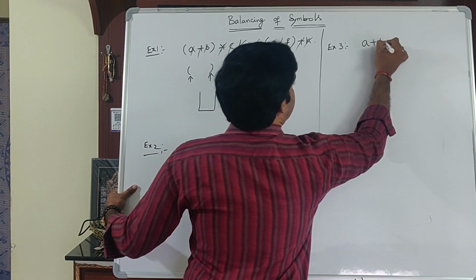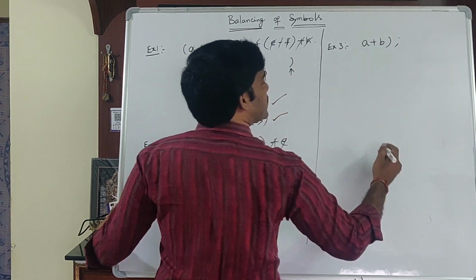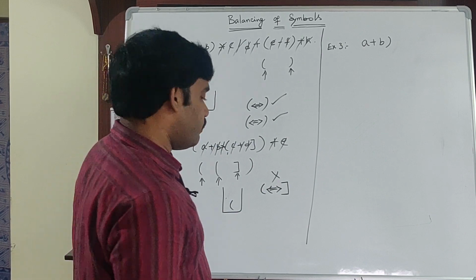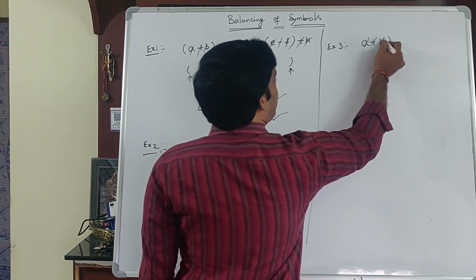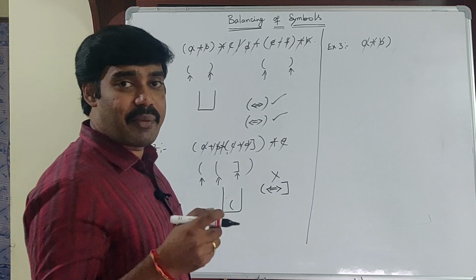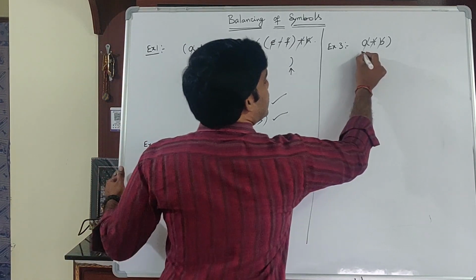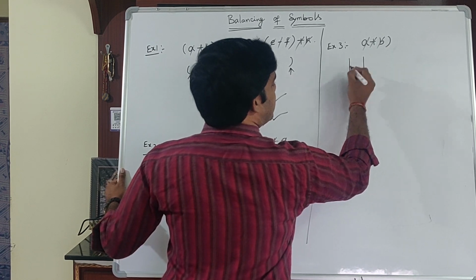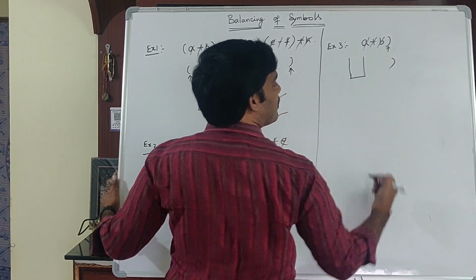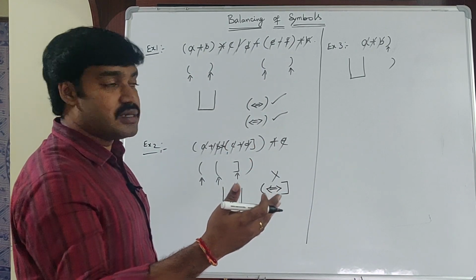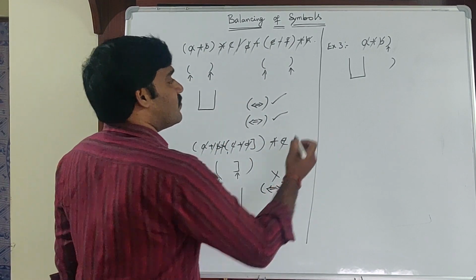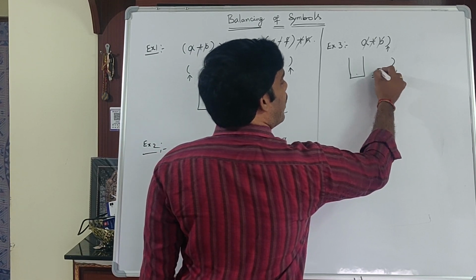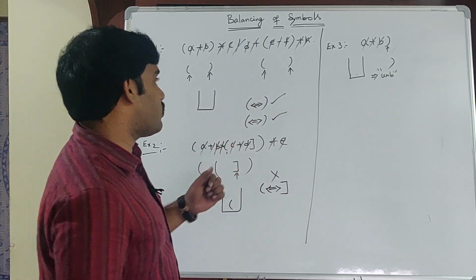A plus B. Assume that this is your expression. Okay. Ignore operands and operators. A plus B are the operands as well as operators. Ignore them. Next, is there any opening symbol? No opening symbol. Initially our stack is empty. Next, what is this one? Closing symbol. When closing symbol comes, what is the first step? If the stack is empty, then symbols are unbalanced. That means not balanced. Okay. This is one more example.